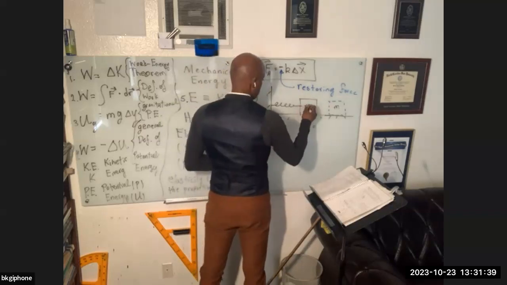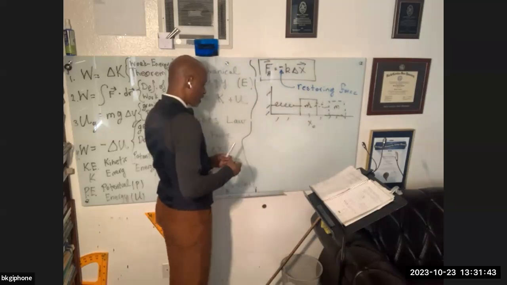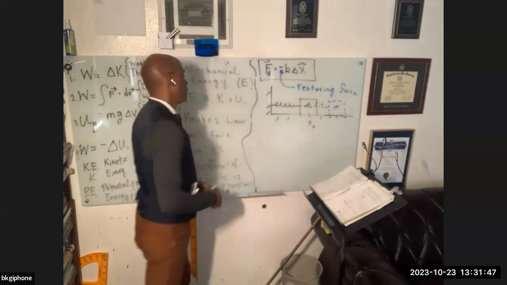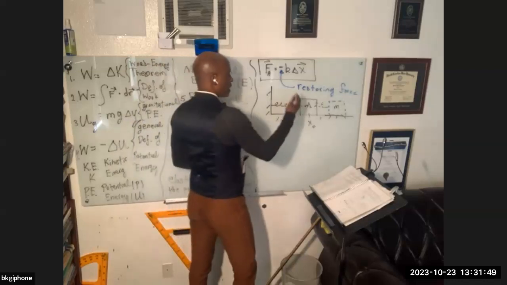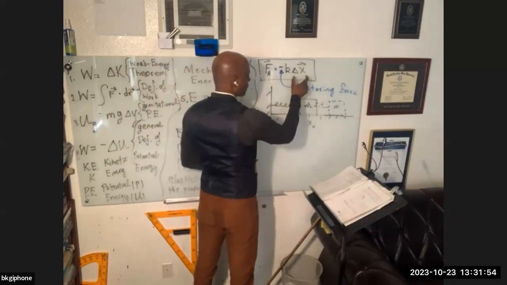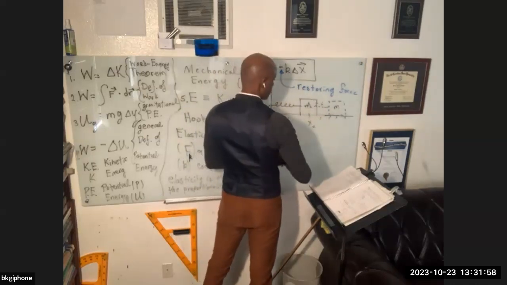Okay, so this represents my stretched spring. I've just taken this mass and pulled it away from the equilibrium position. Now, right now, this Hooke's law force is 0. Why? Because the delta x is 0, right? x minus x naught is 0.